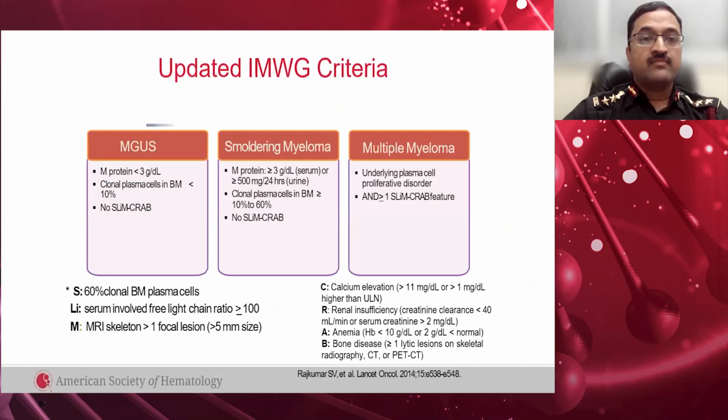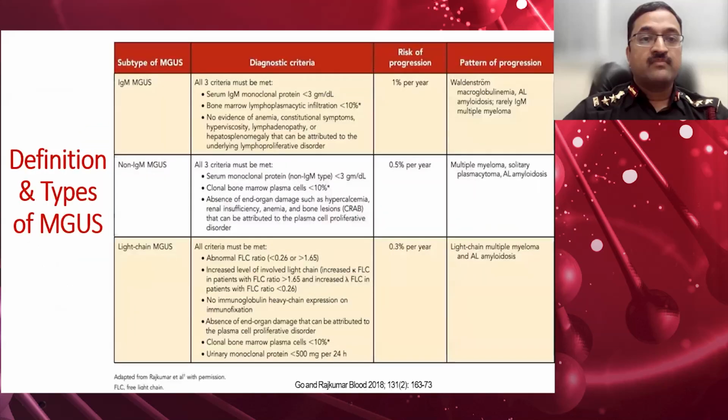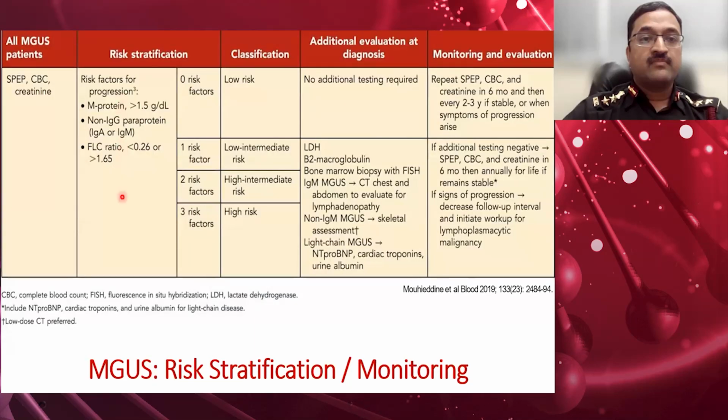So the first part we were talking about is the MGUS. There are different types of MGUS, IgM MGUS and non-IgM MGUS. Why are they divided into these subtypes? Because out of all the types of MGUS, based on how many risk factors are present, we divide them into low risk, intermediate risk, or high risk individuals. And based on this, further monitoring and evaluation can be guided.